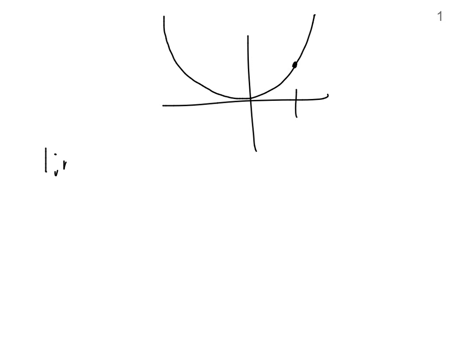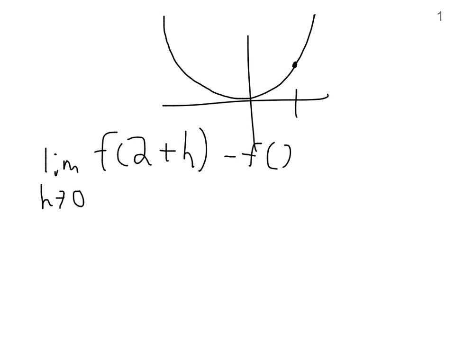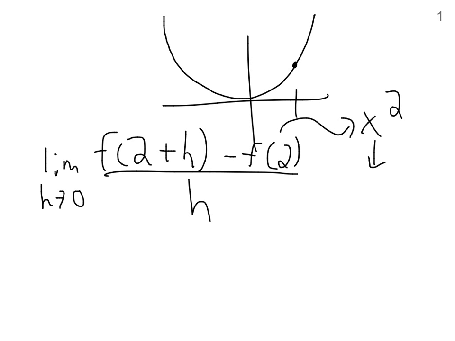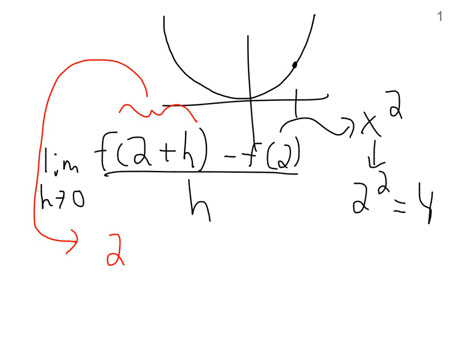So the limit as h goes to 0 of f of x, well, 2 in this case, we'll use our specific case, f of 2 plus h minus f of 2 all over h. Well, whenever you say f of 2, all you're doing is plugging in 2 into the function x squared. You plug in 2 and you get out 2 squared, which equals 4. So when you plug in 2 plus h, you get 2 plus h squared, because the function was x squared, and in place of x, we wrote 2 plus h.